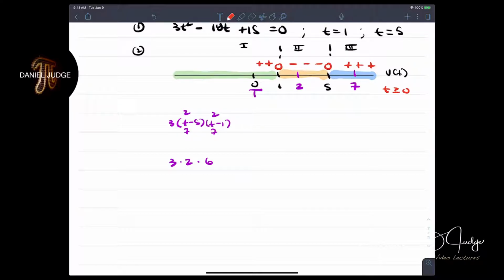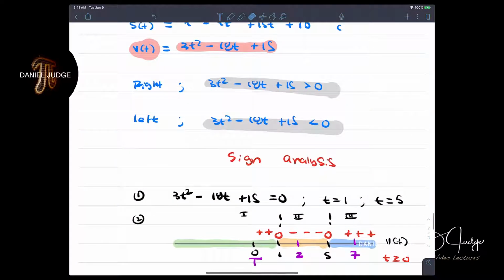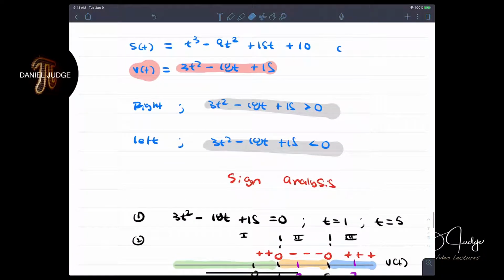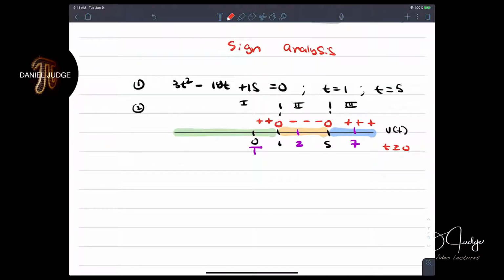So let's really pay attention to these details, ladies and gentlemen, because the answer to this question, and this is a heavy-duty question, and they're going to ask you these questions. When does a particle move to the right? Well, that's when my velocity is positive. When does it move to the left? It's when the velocity is negative. So how you really answer this question is take a good look at your sign analysis, ladies and gentlemen.